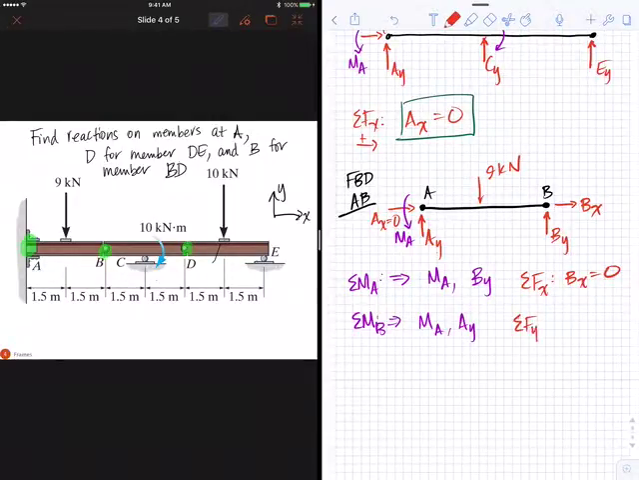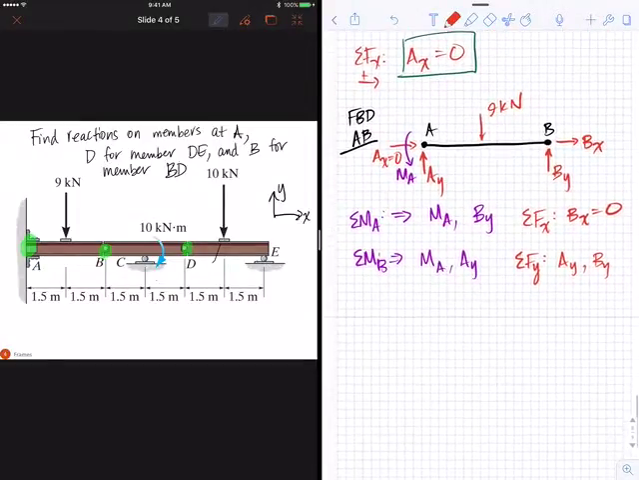And if we do sum of forces Y, then that is going to be a function of AY and BY as well as the other knowns. So this is getting kind of complicated, right? It's a lot of work. You have three equations, three unknowns. You're going to have to solve that linear system of equations. Not terribly difficult, but maybe a bit more time consuming.